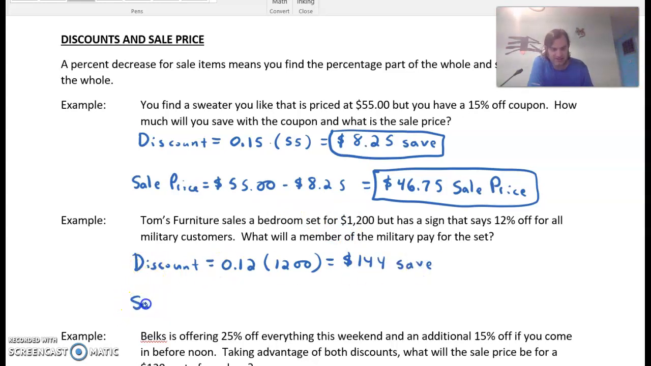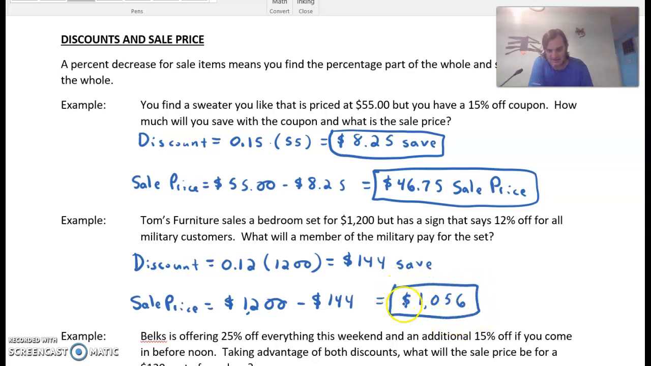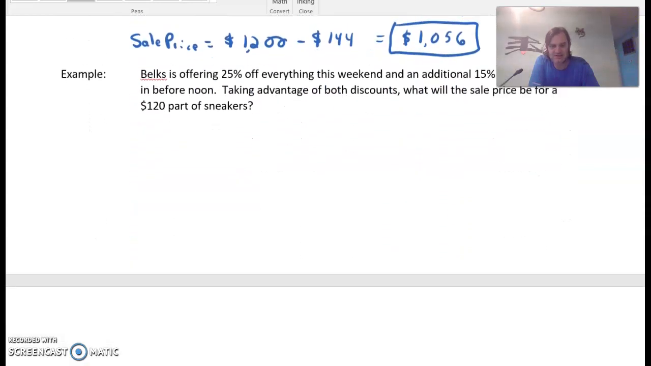But the sell price for this person in the military will be the $1,200 original price minus the $144 discount. So 1,200 minus 144, 1,056. And that's the question that is asked. $1,056. Okay, simple enough, but let's do one more.